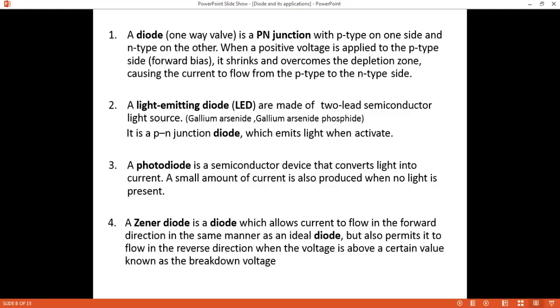A photodiode. What is a photodiode? A photodiode is a semiconductor device that converts light into current. A small amount of current is also produced when no light is present. Next one, what is a Zener diode? A Zener diode allows current to flow in the forward direction in the same manner as an ideal diode, but also permits it to flow in the reverse direction when the voltage is above a certain value known as the breakdown voltage.